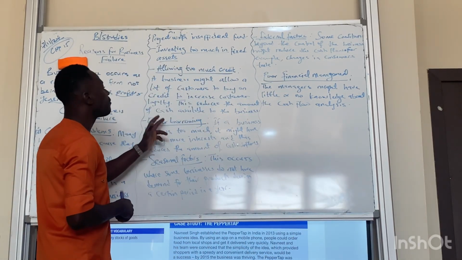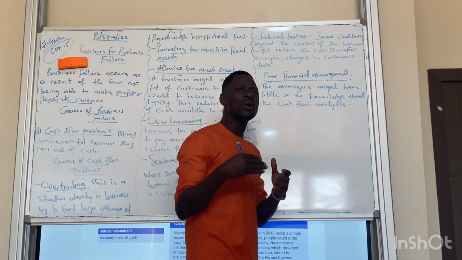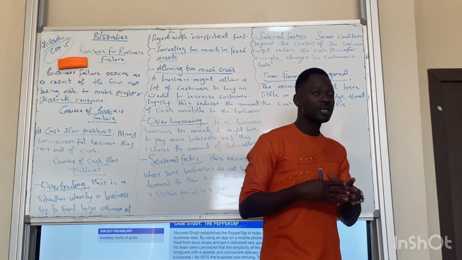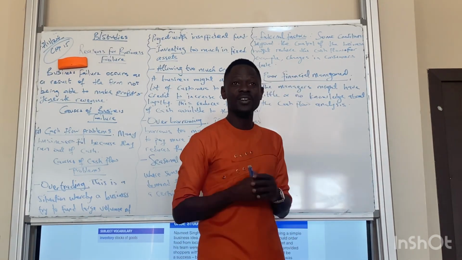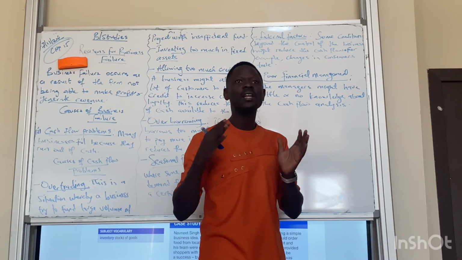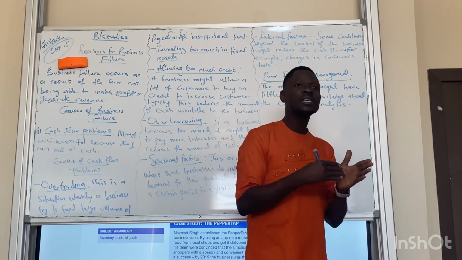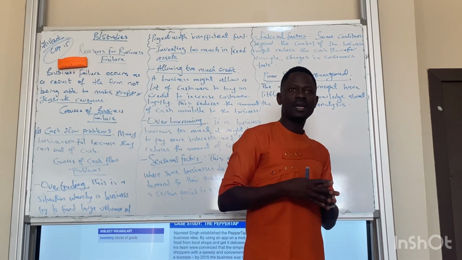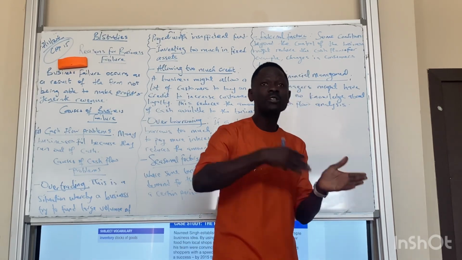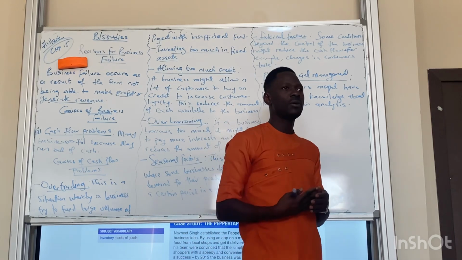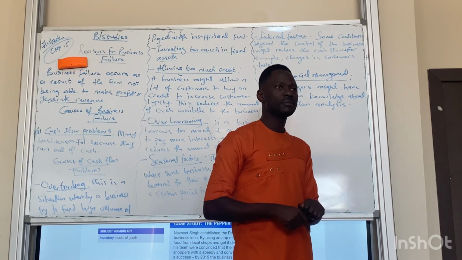The next one, overborrowing. When the business borrows a lot of money from different banks, it means you have to pay a lot of interest on those borrowings. Yes or no? You take a lot of loans from different banks. You have to pay a lot of interest. Paying interest means your expenses are increasing. And when your expenses increase, your cash outflow will be more than your cash inflow. Then you're going to run out of cash. Do you get it?